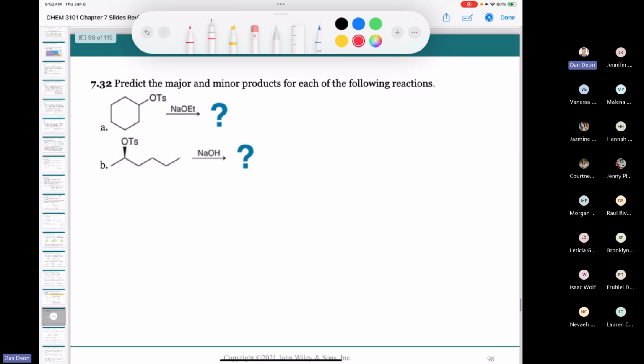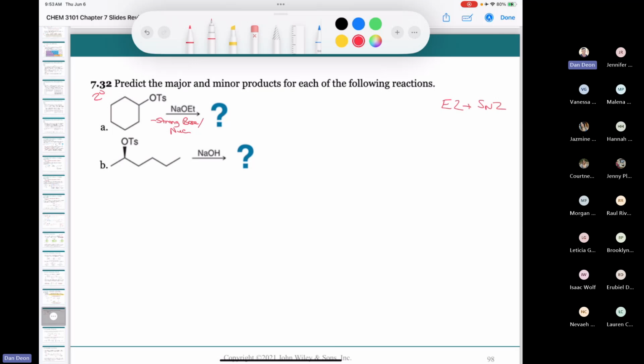All right, let's see if we can do some more predictions here of major and minor products. Again, here we have two tosylates. We treat them the same way you would any alkyl halide. So we have a tosylate that is secondary. We have sodium ethoxide. Ethoxide is a strong base and nucleophile, good at both. But if it's secondary, that means the E2 is going to predominate. So we're going to get E2 and we're going to get some SN2. There's no stereocenter here to worry about, and there's only one type of beta proton.